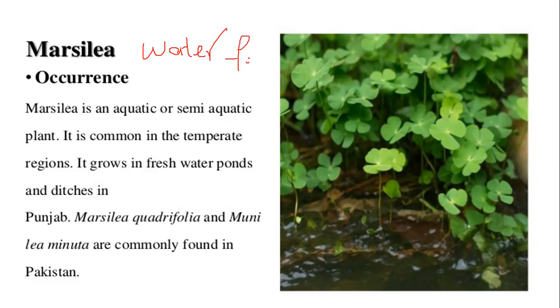Now, what do you mean by water fern? That is a pteridophytic plant. So this is an aquatic pteridophytic plant, meaning they grow in the water. An example of an aquatic pteridophyte is Marselia. As it is growing in water, it is commonly called water ferns.